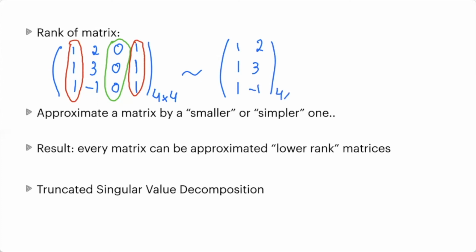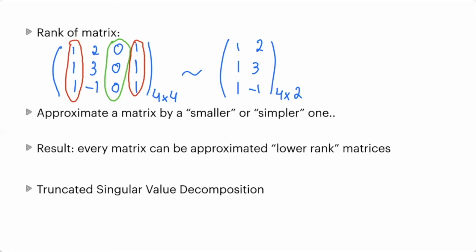Okay. And the reason you do this is because the last two columns are redundant. And that is the rank of a matrix. So the rank of a matrix is the maximum number of columns that are not redundant. So you can drop redundant columns and still end up with something that has exactly the same information. And in linear algebra, when it comes to matrices, the name of the game is to approximate a matrix by smaller, simpler, or lower rank ones.